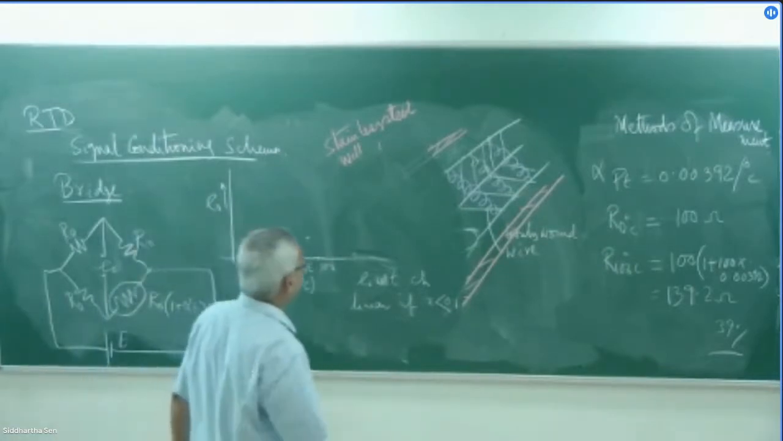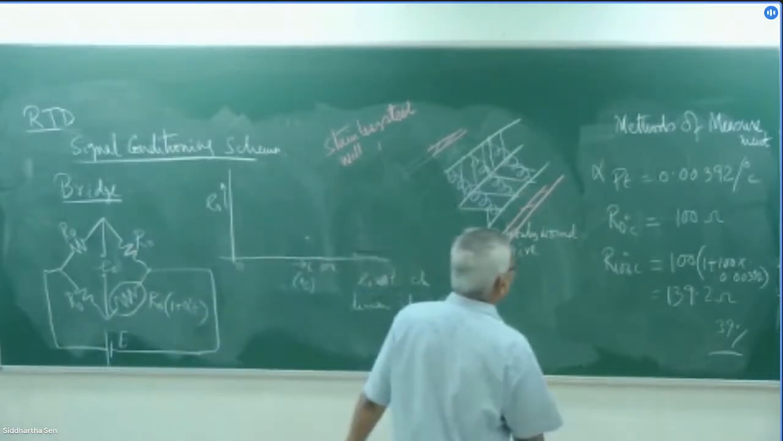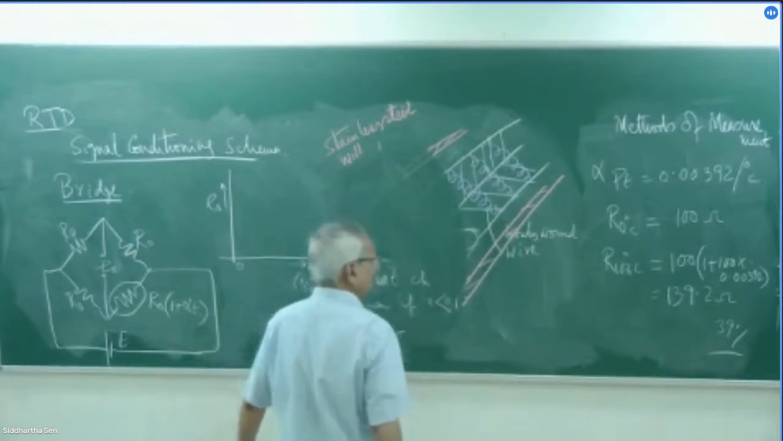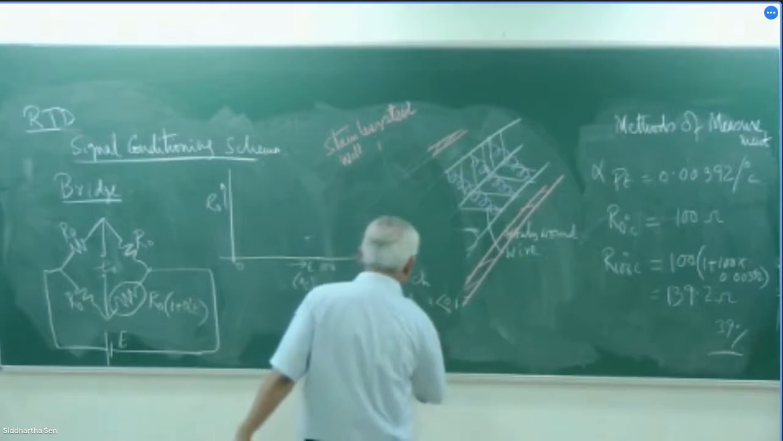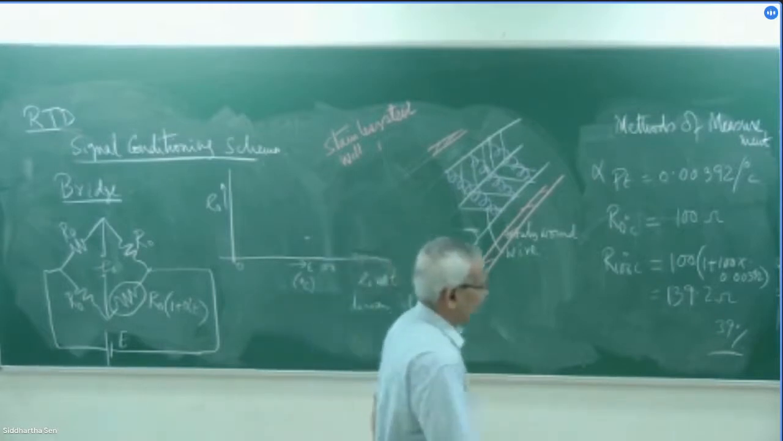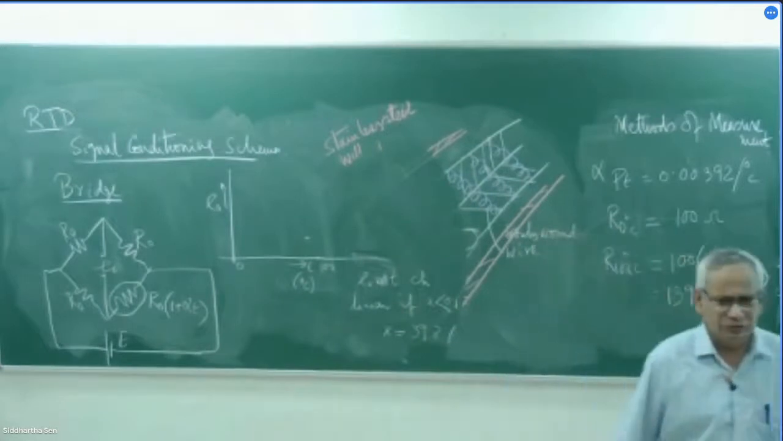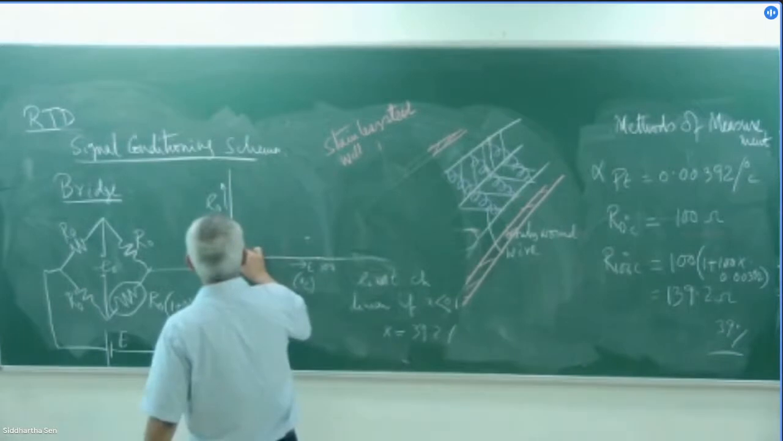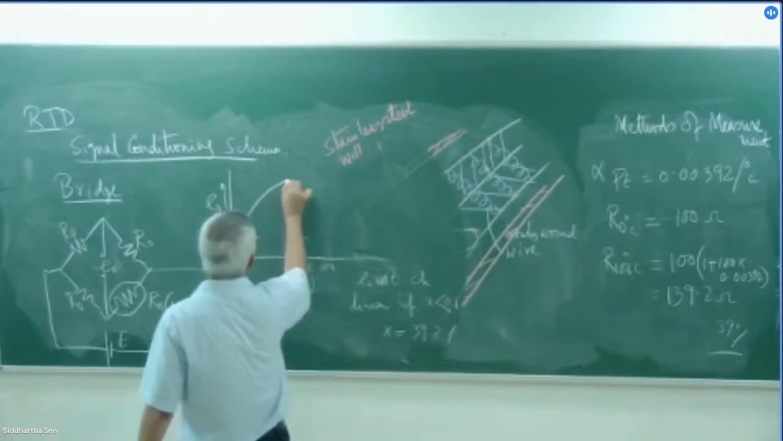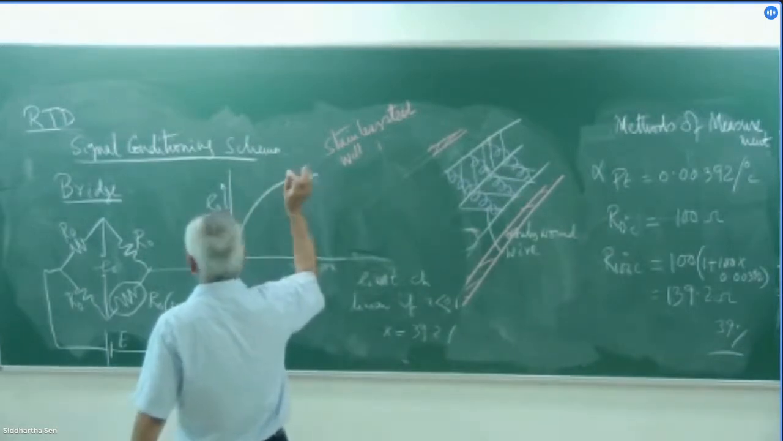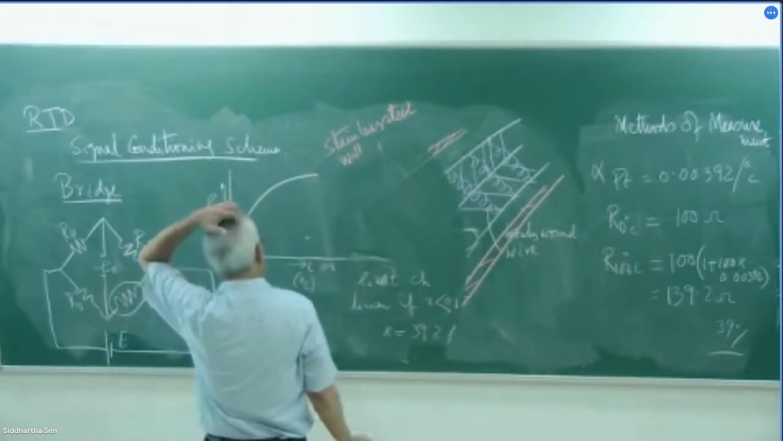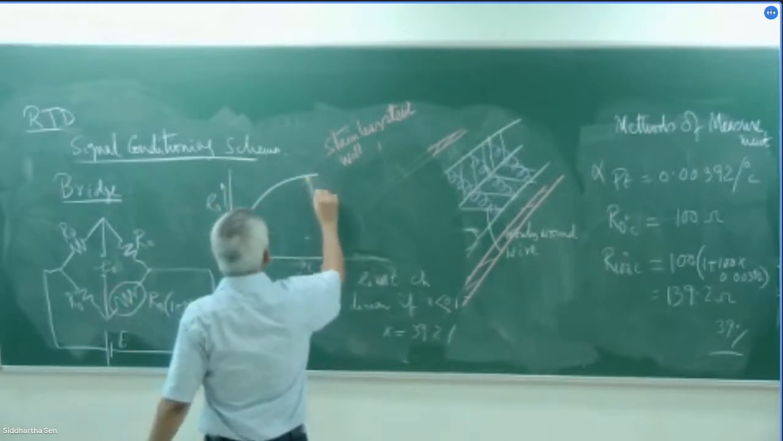But in this case, for platinum, what is X, the percentage change? It is 39.2% for 100 degrees Celsius itself. So the characteristics will be non-linear and will look like this for this sort of configuration. So it is a non-linear characteristic.